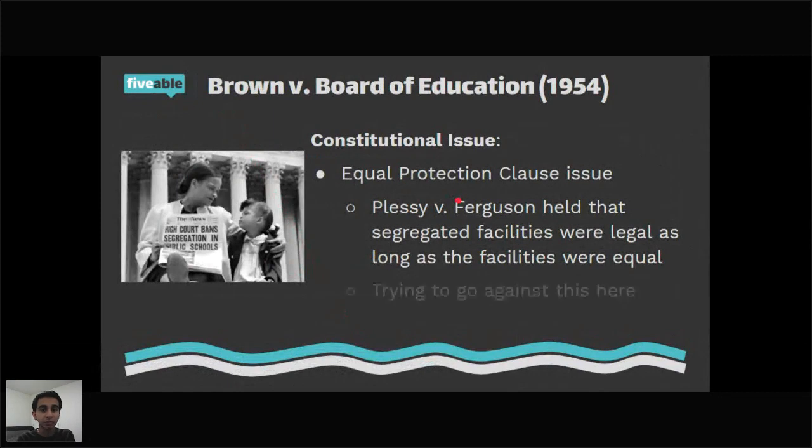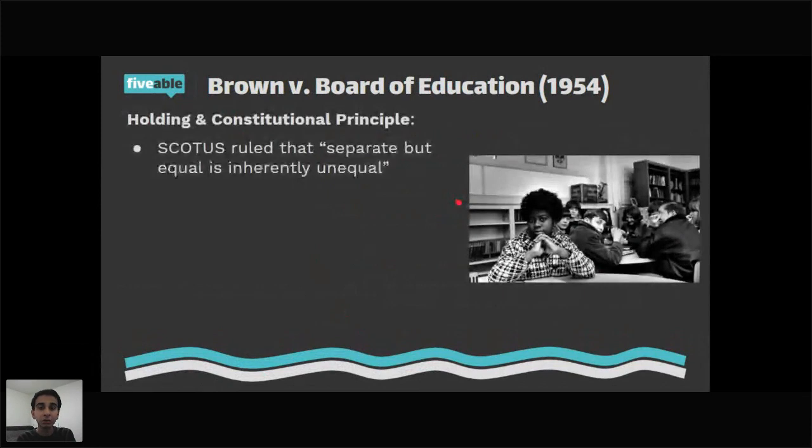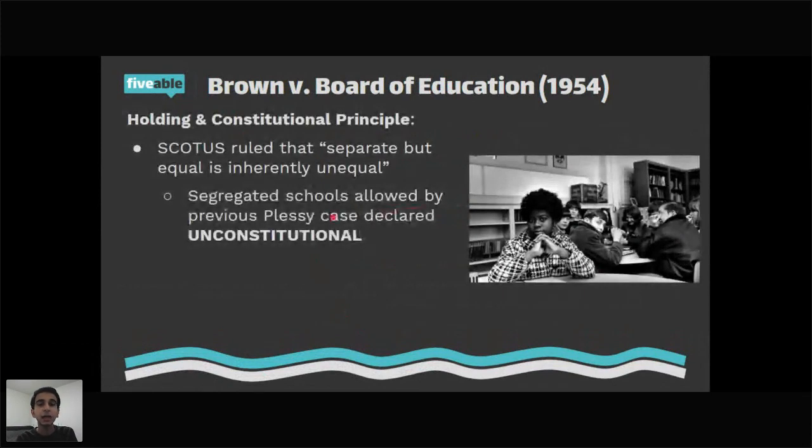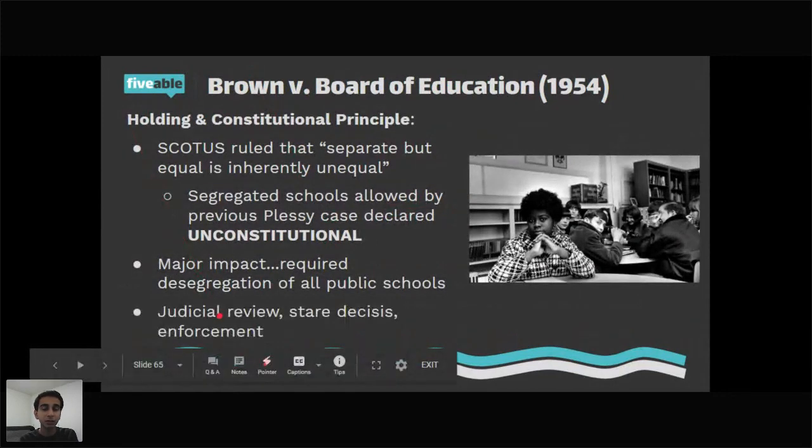This case ended up reversing that. The Supreme Court ruled that separate but equal is inherently unequal, and they said that segregated schools allowed by the previous Plessy case were declared unconstitutional. So this had a huge impact on our country. It required the desegregation of all public schools, any school that was federally funded. So one of the most impactful and most known Supreme Court cases in our history. These are some key concepts that go with this. I'm not really going to go into detail with this because this is really like Unit 2, but I would recommend going through those when you go back and review Brown versus Board.